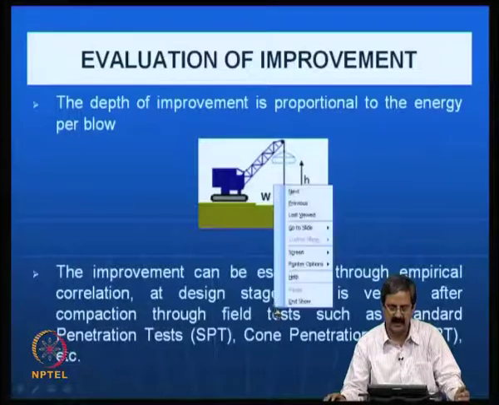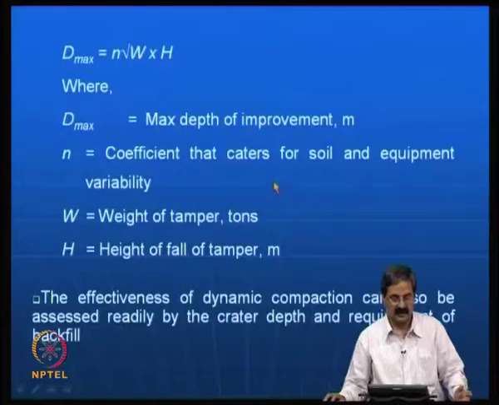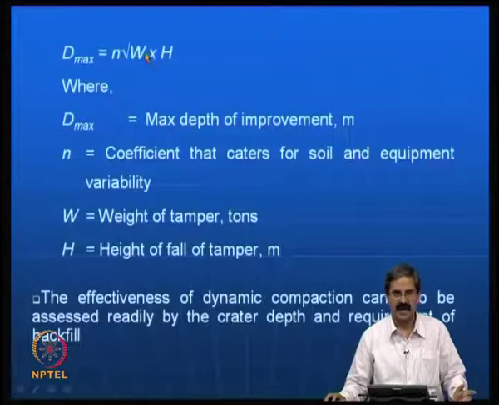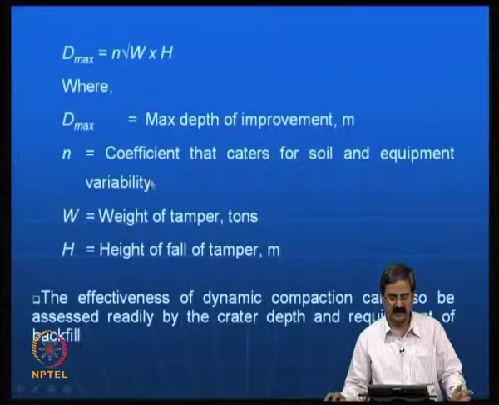So, that is the only way of improvement one can see, otherwise it becomes very difficult. And the dynamic compaction maximum depth, there is an expression that is given in terms of n into square root of w into h. This is a standard expression available in many textbooks on dynamic compaction, where the maximum depth is the depth of improvement in meters. N is a coefficient that caters for soil and equipment variability.